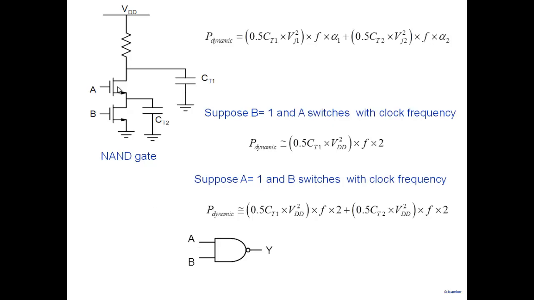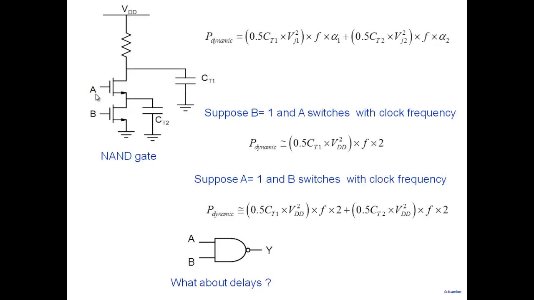A is being applied to the upper MOSFET, and B is being applied to the lower MOSFET, and it does make a difference. You can see here, A equal to 1 and B switches, or B equal to 1 and A switches here. Similarly, you can think about the following. What about delays? What happens to the delay?